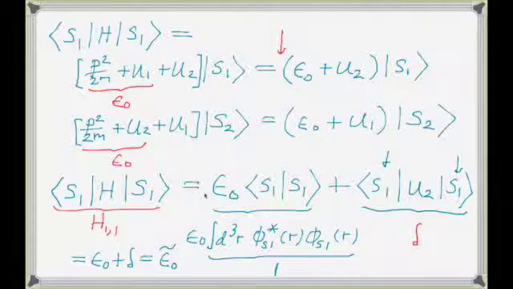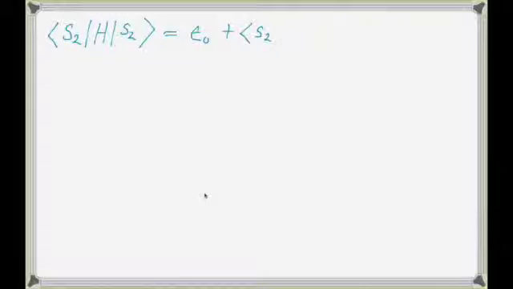There's going to be 4 elements: 1 1, 1 2, 2 1, and 2 2. You're going to get a 2 by 2 matrix. And so this is our H11. It's just the original s orbital energy plus some slight downward shift. Okay, well we can do the other diagonal one, S2 H S2. Again, you're going to get the original s orbital energy plus S2 U1 S2.